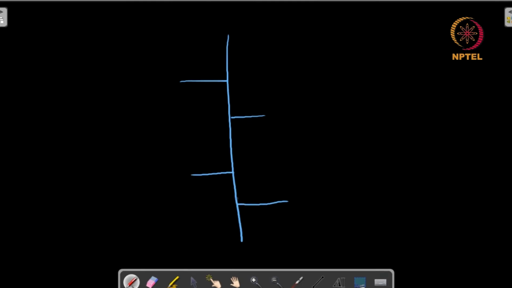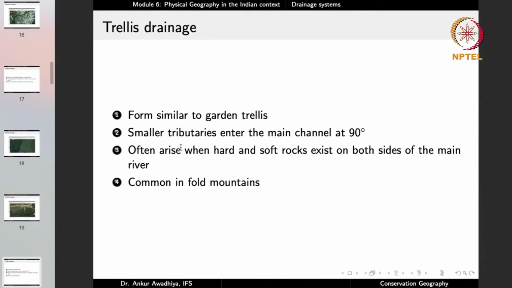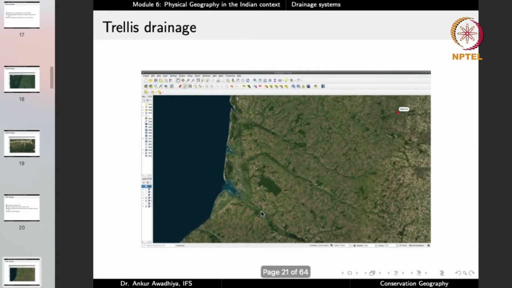So this is a trellis pattern. Smaller tributaries enter the main channel at 90 degrees. It often arises when hard and soft rocks exist on both sides of the main river, and it is common in fold mountains. So this is often determined by the rock types that are present.